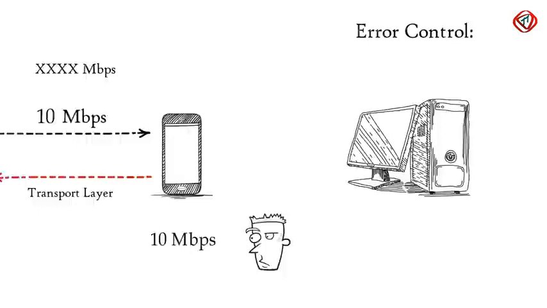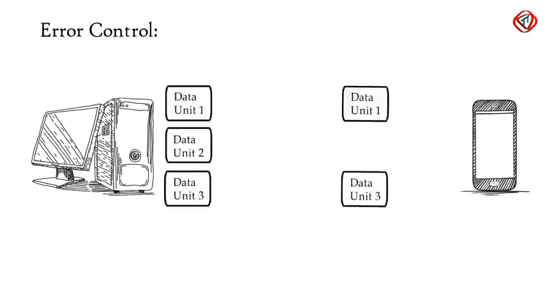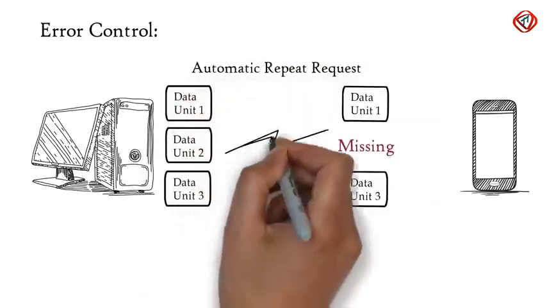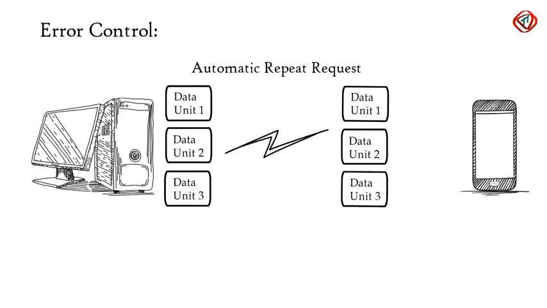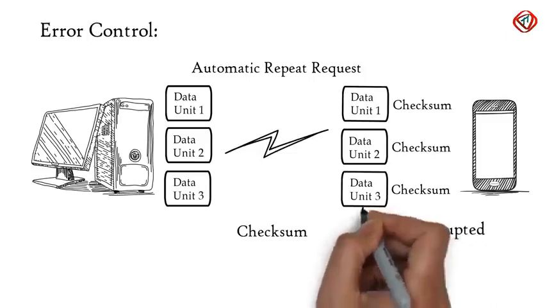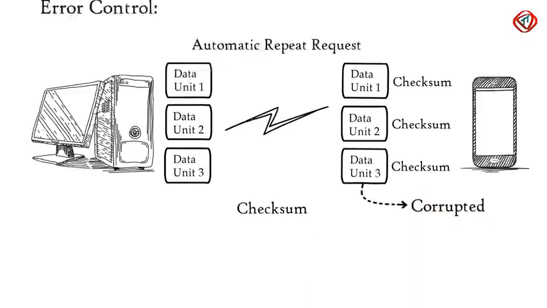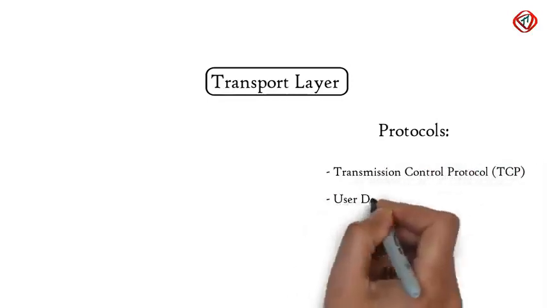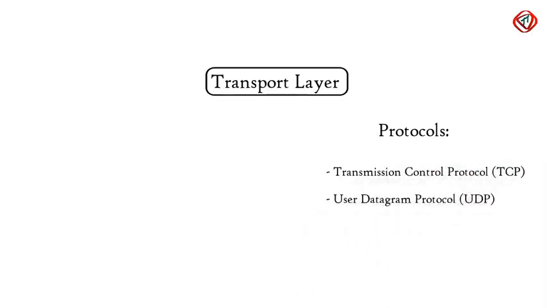Transport layer also helps in error control. If some data does not arrive at the destination, transport layer uses automatic repeat request schemes to retransmit the lost or corrupted data. A group of bits called checksum is added to each segment by the transport layer to find out a received corrupted segment. Protocols of transport layer are Transmission Control Protocol or TCP and User Datagram Protocol or UDP.